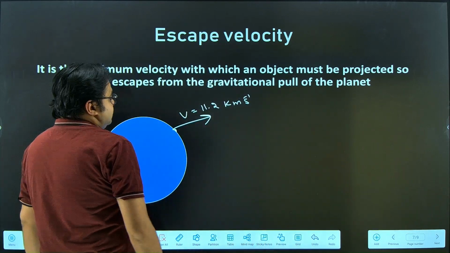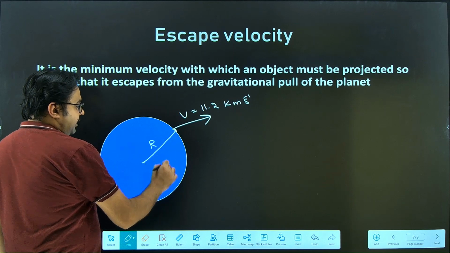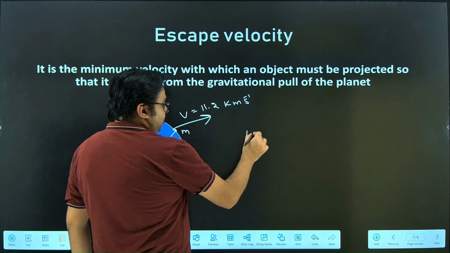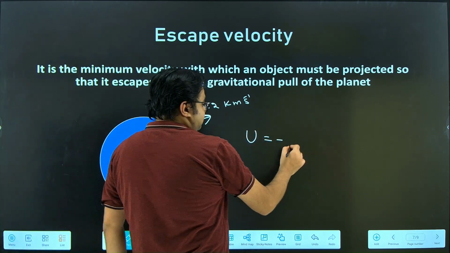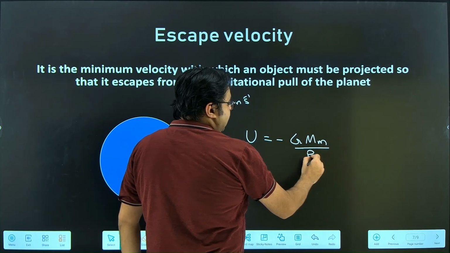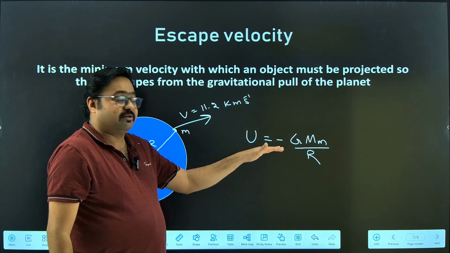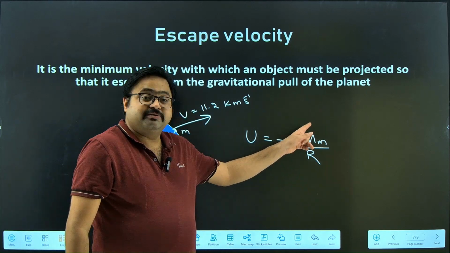You know that the radius of the Earth is r. The gravitational potential energy of a mass that is sitting on the Earth's surface is minus G capital M small m divided by r, where r is the radius of the Earth. We are quite well aware of this equation. Now, it's negative of GMm by r.